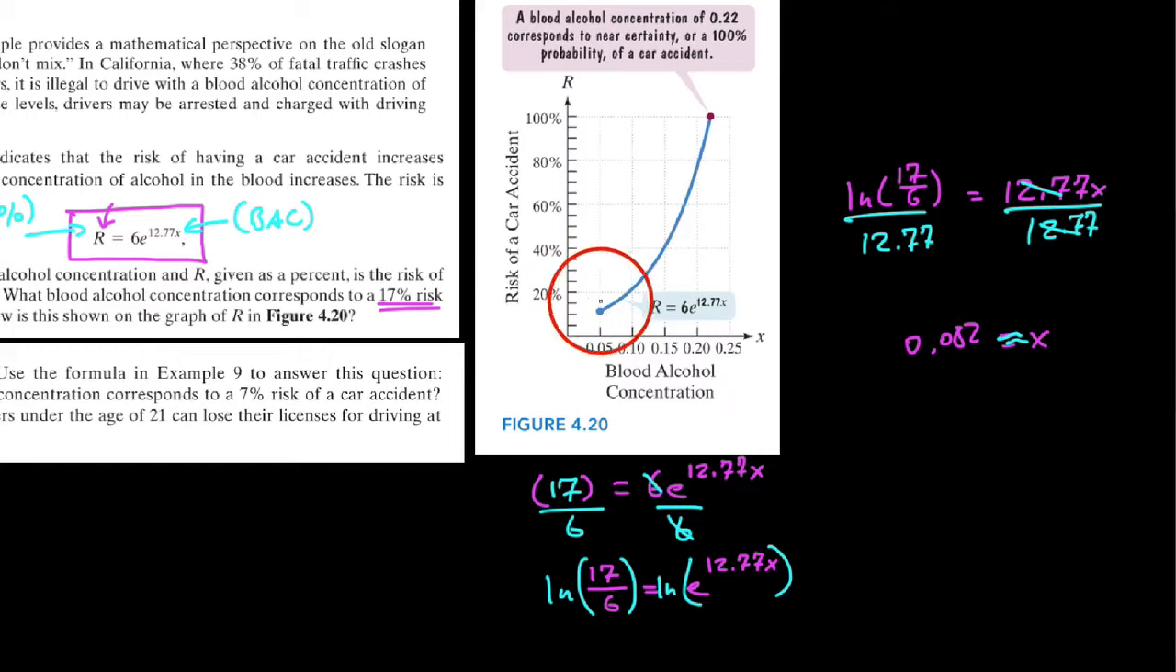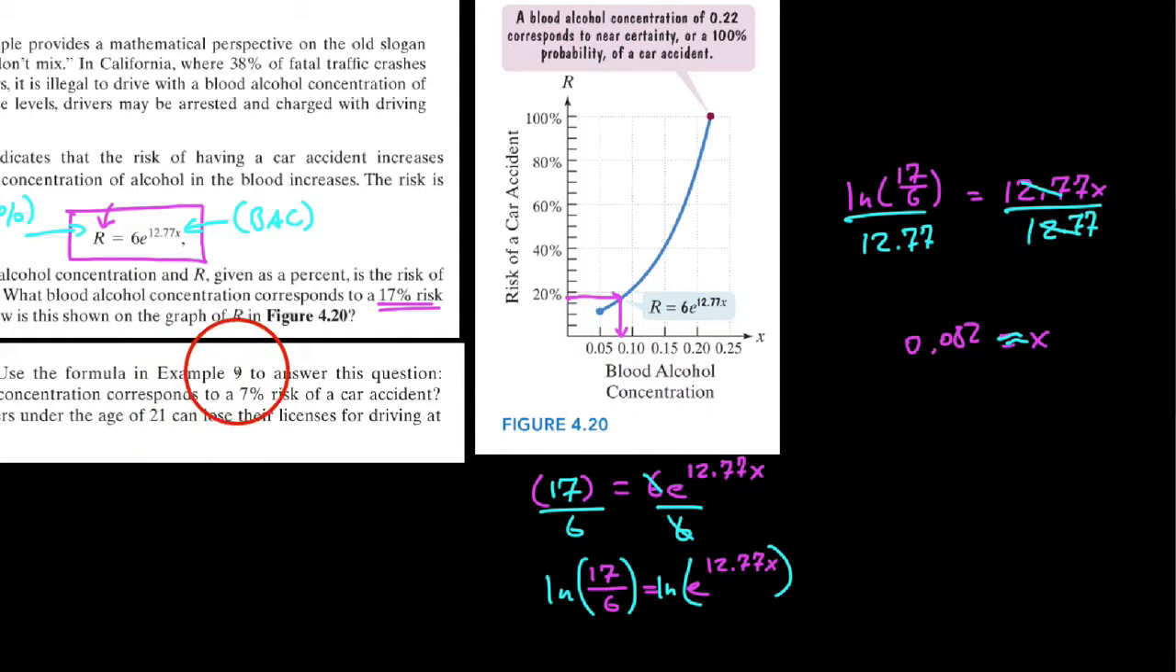When you're looking at the risk here, looking at the scale, if this is 20 and this is 40, we have 1, 2, 3, 4, so it must be going by fives. So this is 5, 10, 15, 17. If we go out to 17% risk here and come down to hit the graph, you can see that this 0.082 is what we've just discovered.